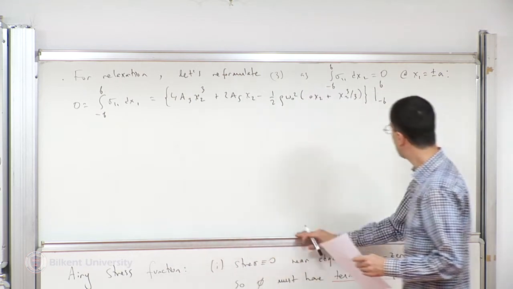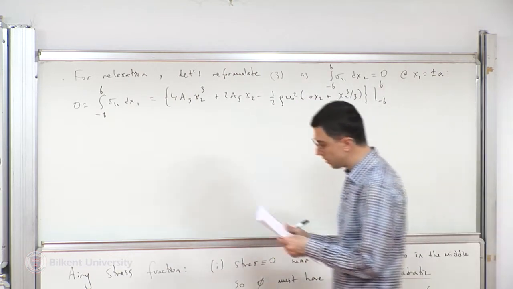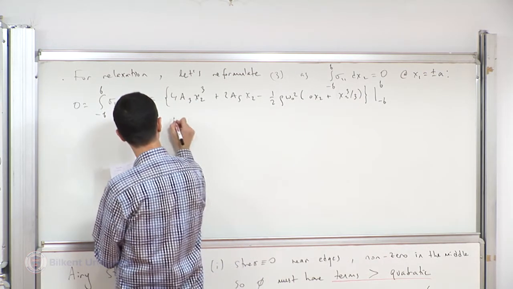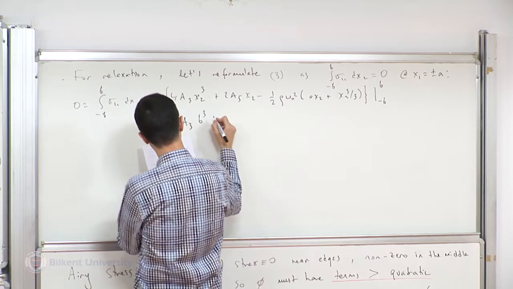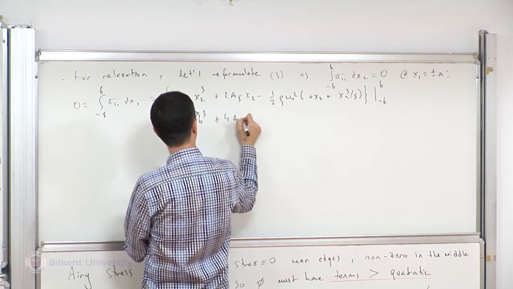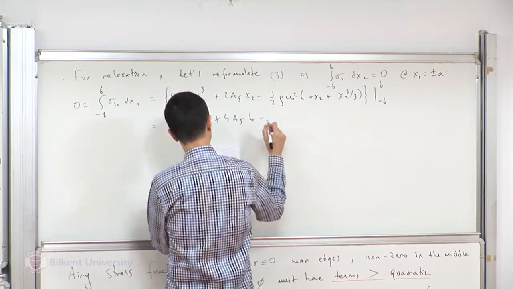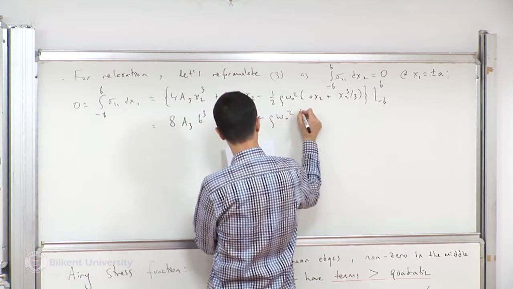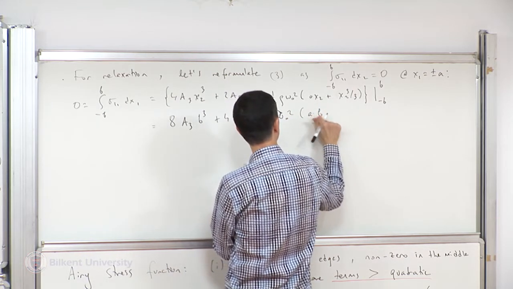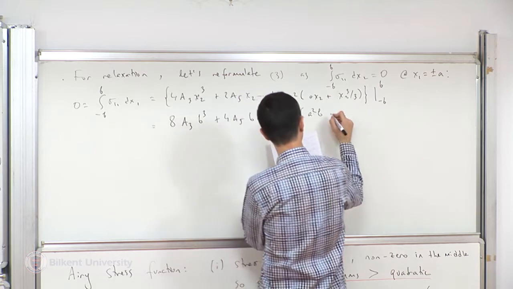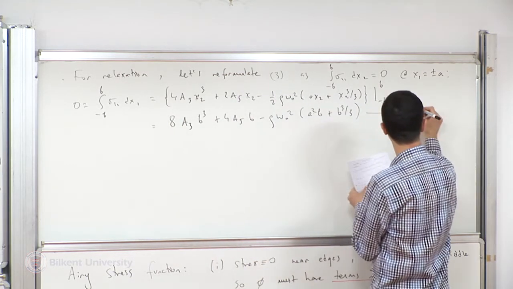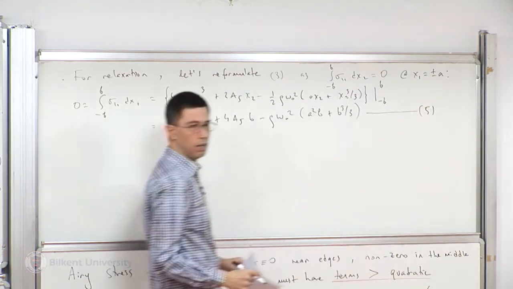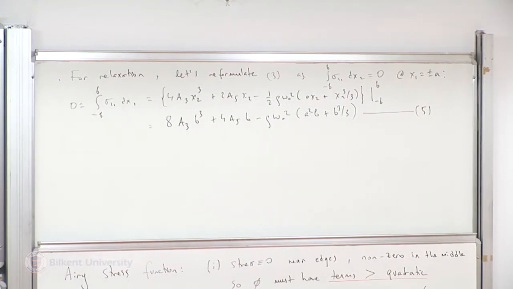Okay, and you need to evaluate that from minus b to b. So we would get 8ab cubed, 4a5b minus rho omega naught square. I'm skipping the details here because it's fairly straightforward and doesn't add much to our discussion at this stage. Okay. So that has to be equal to 0.